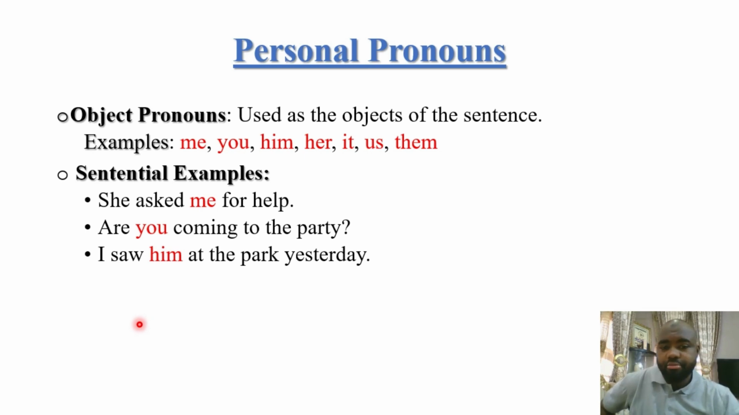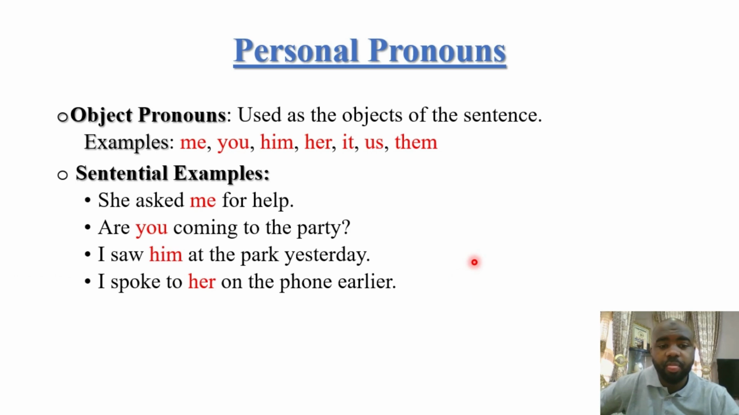I saw him at the park yesterday. So this him here comes after what? The verb saw. At the park yesterday. So it's in the object position. Same here. I spoke to her on the phone earlier. So this also is what? A personal pronoun in the object position.